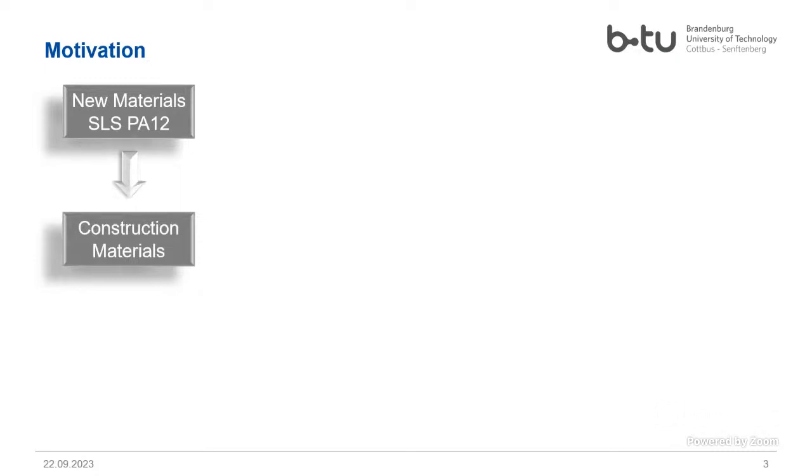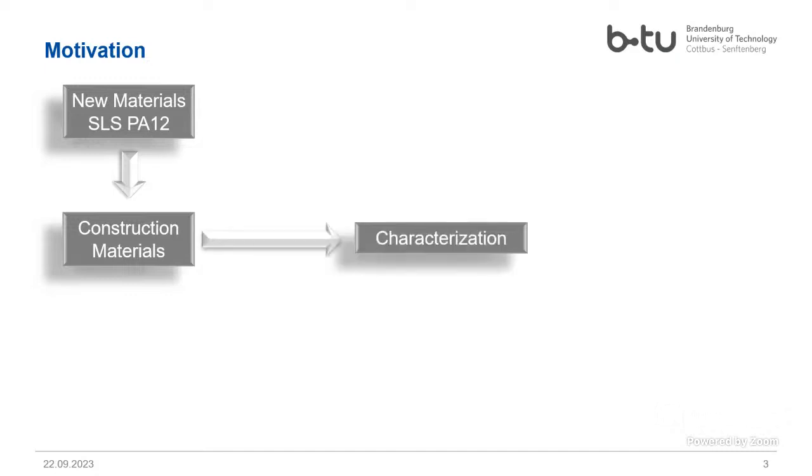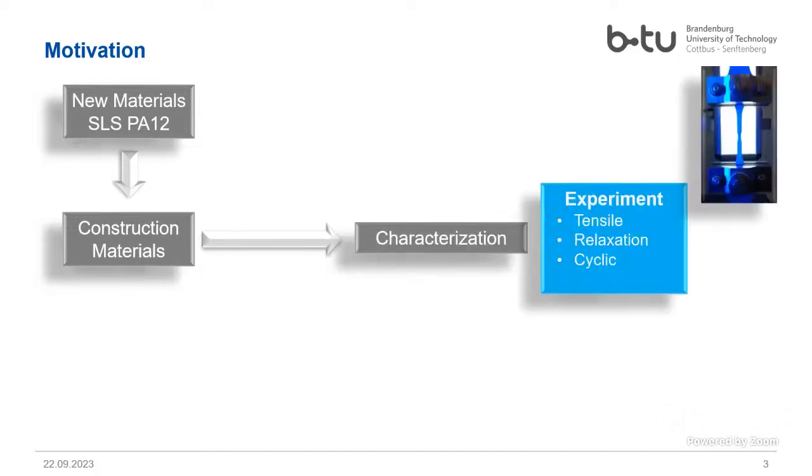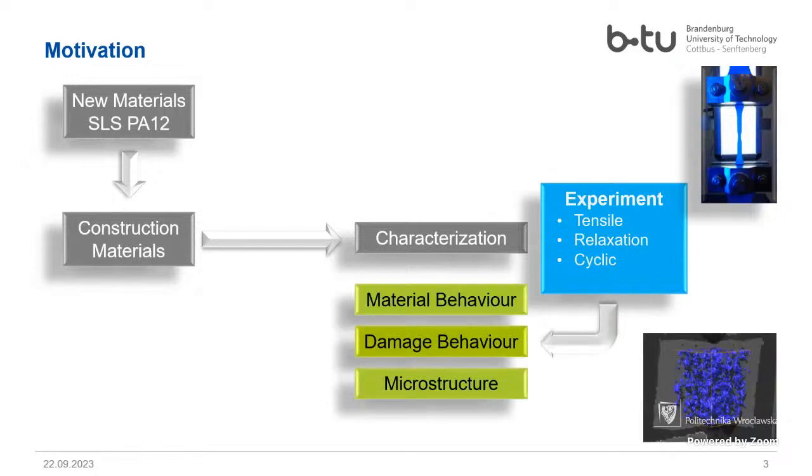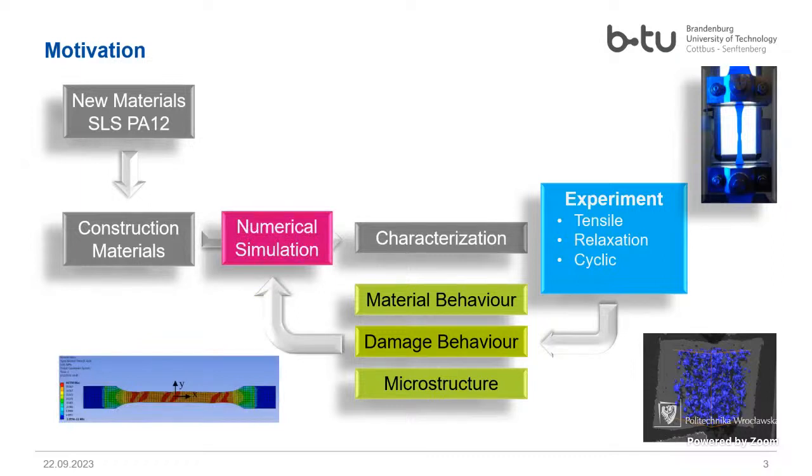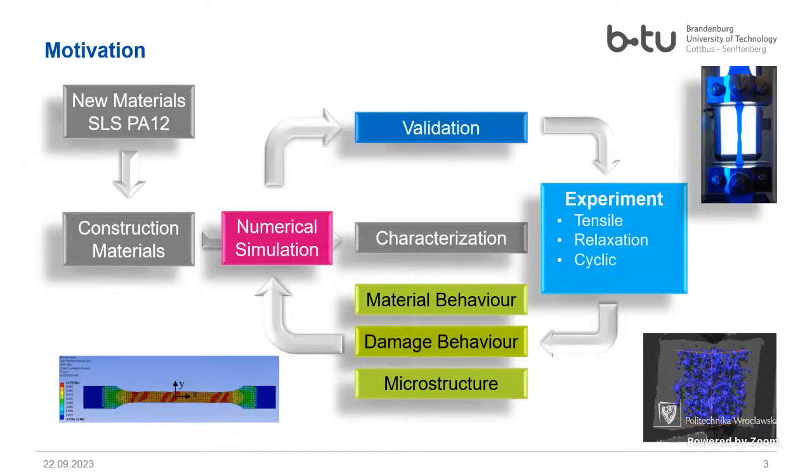And to understand what happens inside this material, we do a characterization. Here we have done, at first, of course, experimental tests like tensile, relaxation, and cyclic tests. After this, we know the material behavior, but we also have to take into account the microstructure, because it's known that additive manufactured materials have pores and voids inside. With all the results, we can create a numerical model and simulate it in a finite element software. And at the end, we can do a validation and hope that there is a good agreement between experiment and numerical simulation.